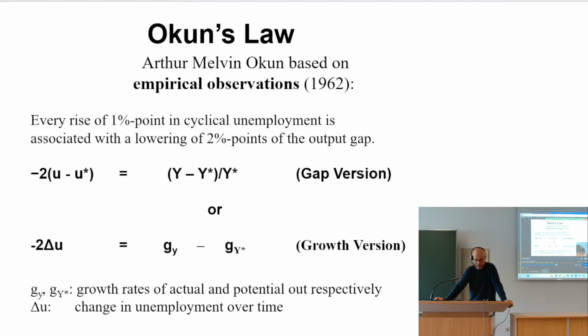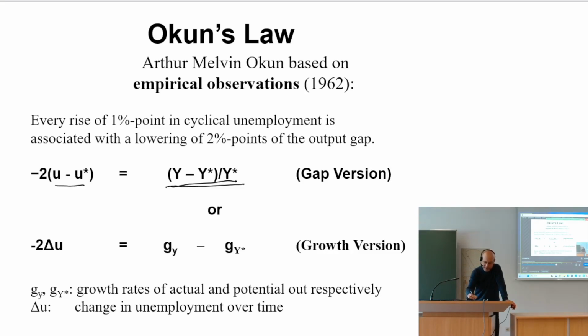It would just mean that if economic performance relative to potential output has a change of 1%, we should have only a change of 0.5% in the actual rate of unemployment relative to the natural rate of unemployment.